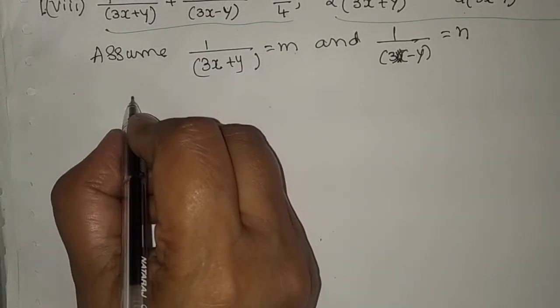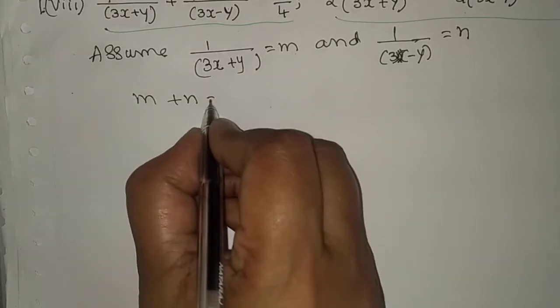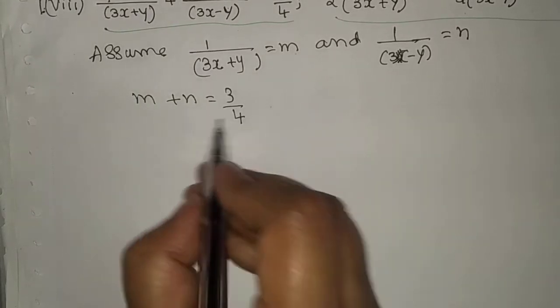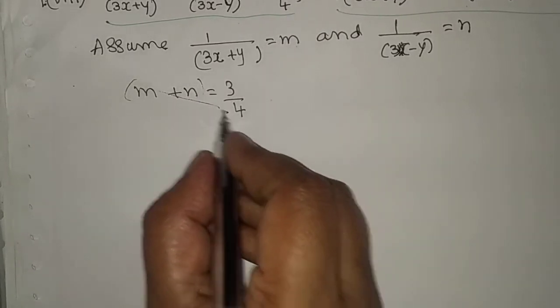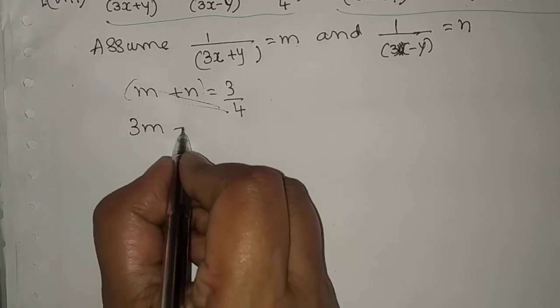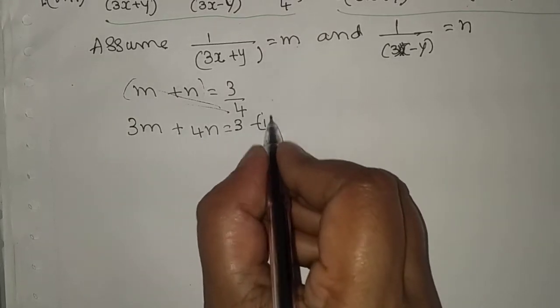So the above equation becomes how much? That is m plus n is equal to 3 by 4. Again we have to cross multiply this and simplify. We'll get 3m plus 4n is equal to 3. This is the first equation.